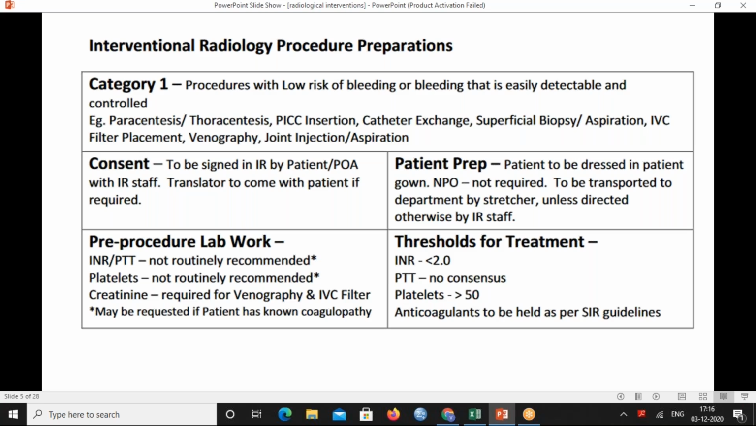For these types of procedures, nil per oral is not required. The patient is allowed to have anything, but not within 1 hour before the procedure.